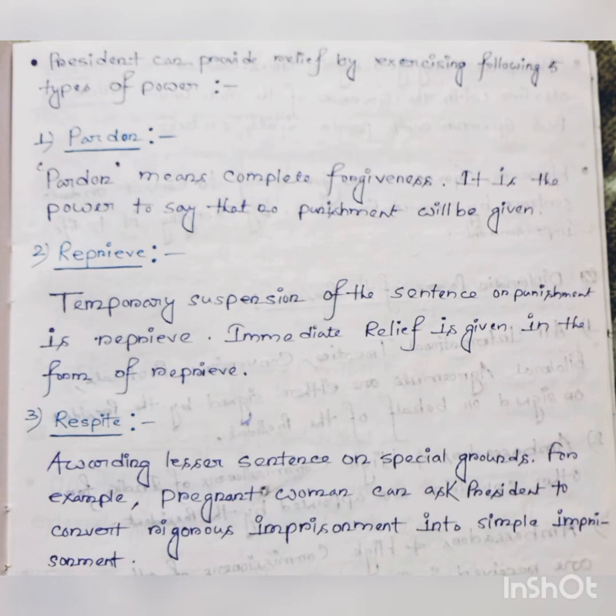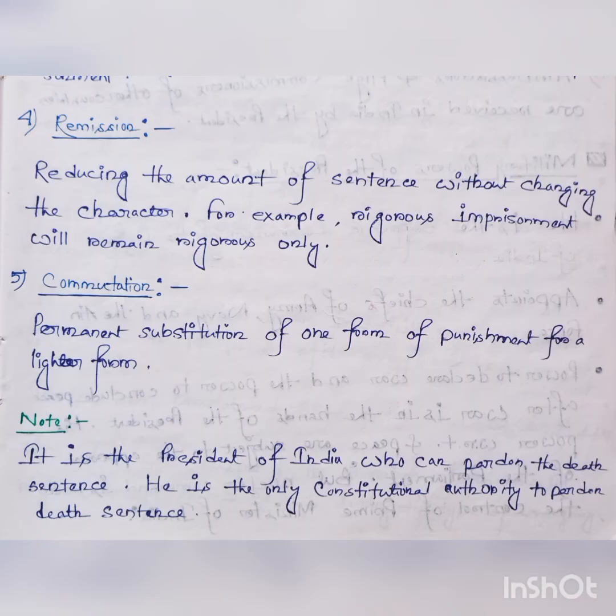Number 3, respite. Awarding a lesser sentence on special grounds. For example, a pregnant woman can ask the President to convert rigorous imprisonment into simple imprisonment. Number 4, remission. Reducing the amount of sentence without changing its character. For example, rigorous imprisonment will remain rigorous only. Number 5, commutation. Substituting one form of punishment for a lighter form.